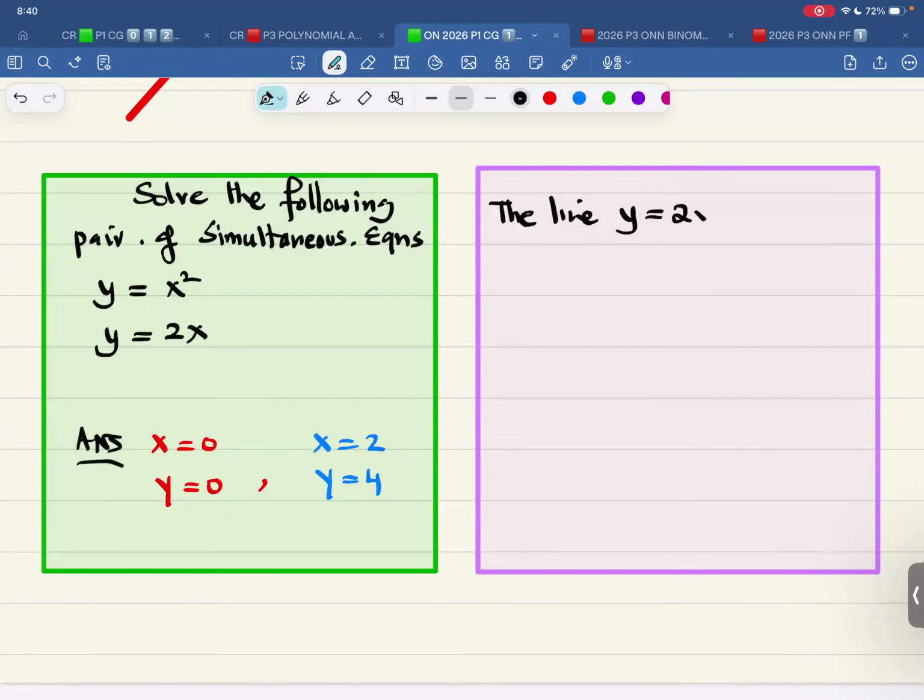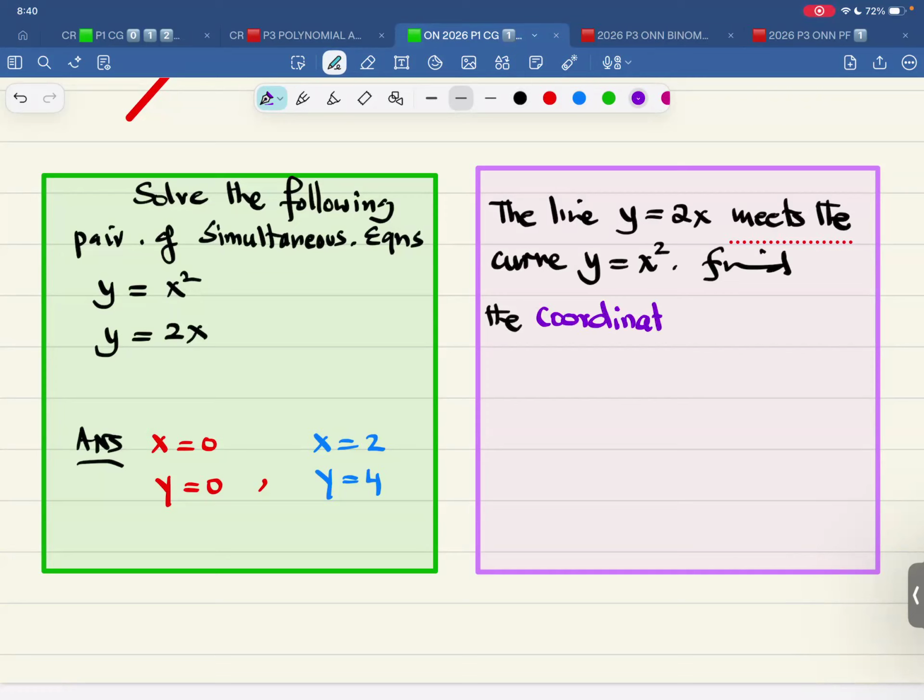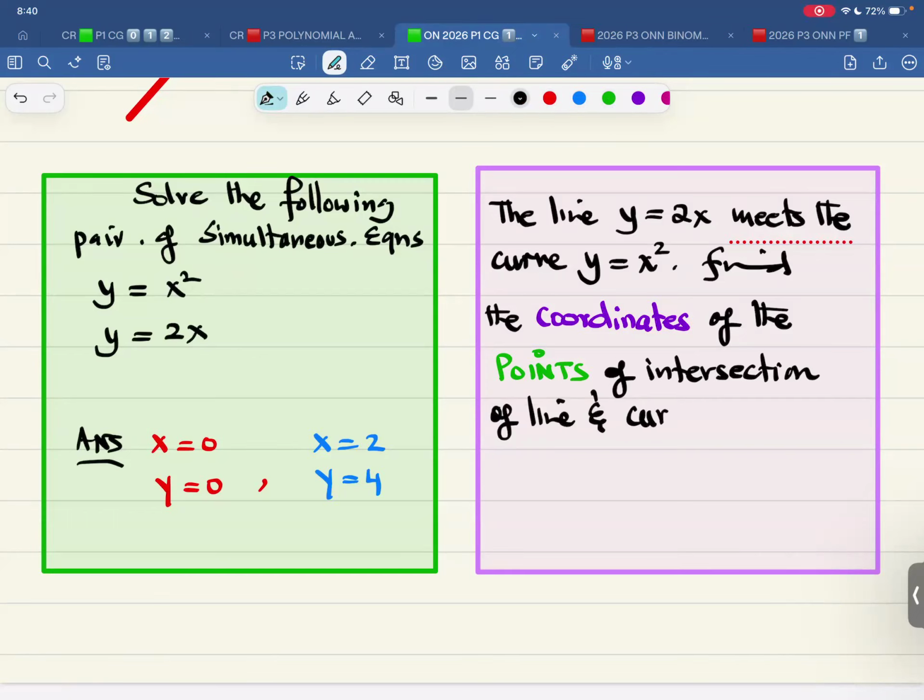If the question was the line y is equals to 2x meets the curve y is equals to x square, find the coordinates of the points, points plural, points of intersection. Find the coordinates of the points of intersection of line and curve.